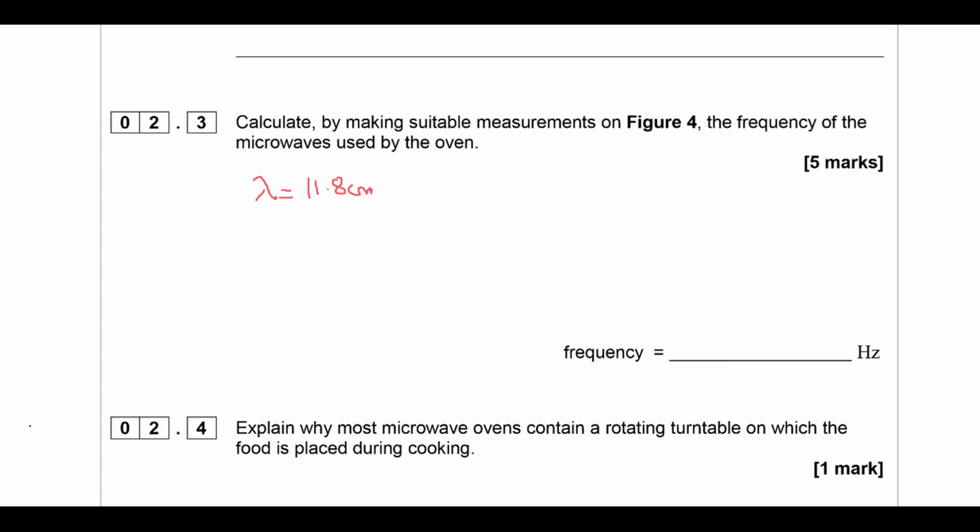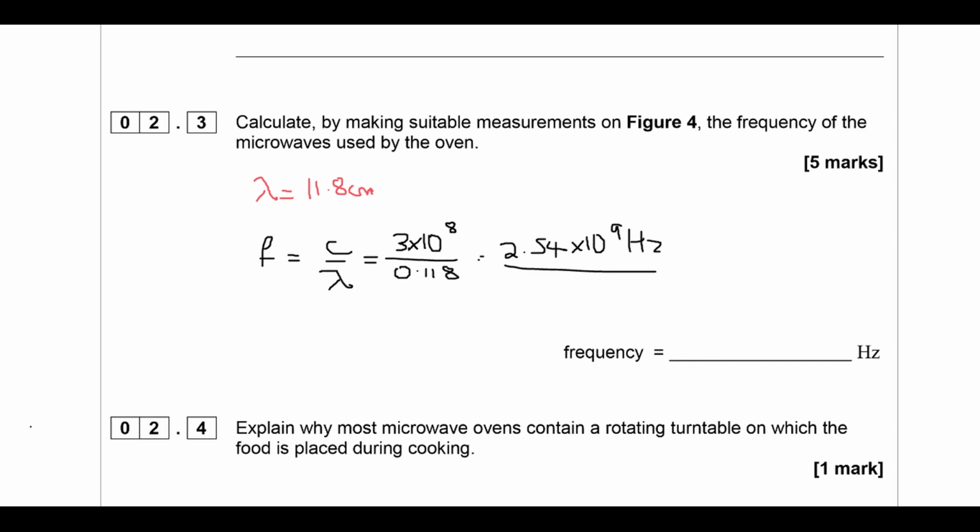So now what we can do is use the wave equation. We're going to do the speed. It's on the EM spectrum, so this is the speed. We want the wavelength in meters, and when we do 3 times 10 to the 8 divided by 0.118, we get 2.54, and that's going to be times 10 to the 9 hertz, the unit of frequency there. Okay, so that's part 3.